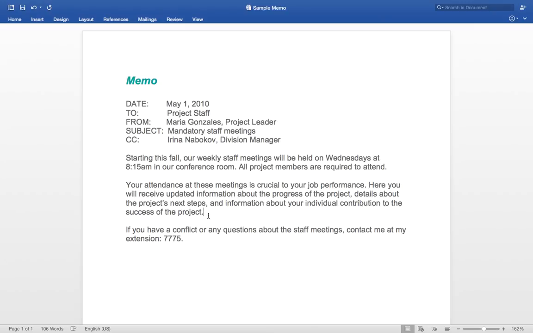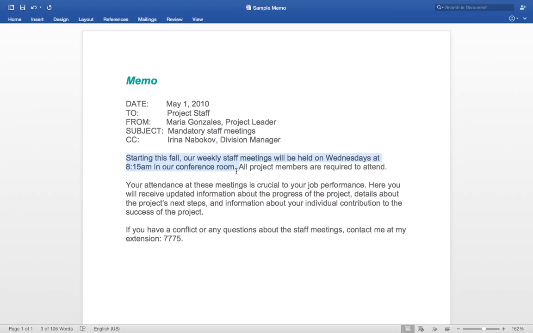So finally, if we look at the opening up here and the closing lines of this memo, we see further examples of sentence concision. Both of these opening sentences are direct, they're short, and they provide only the most essential information. This opener is giving us a very nice introduction and almost an overview of what the entire memo is about. It says, starting this fall, our weekly staff meetings will be held on Wednesdays at 8:15 a.m. in our conference room. This is directly related to the subject up here, mandatory staff meetings. This is the subject of the memo.